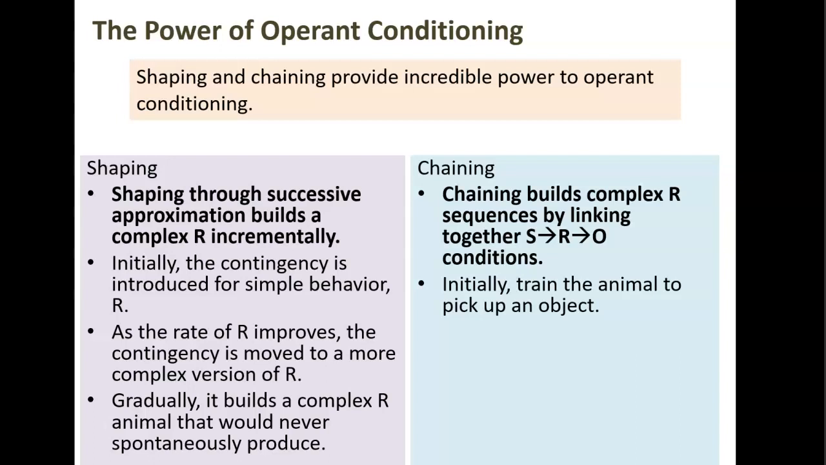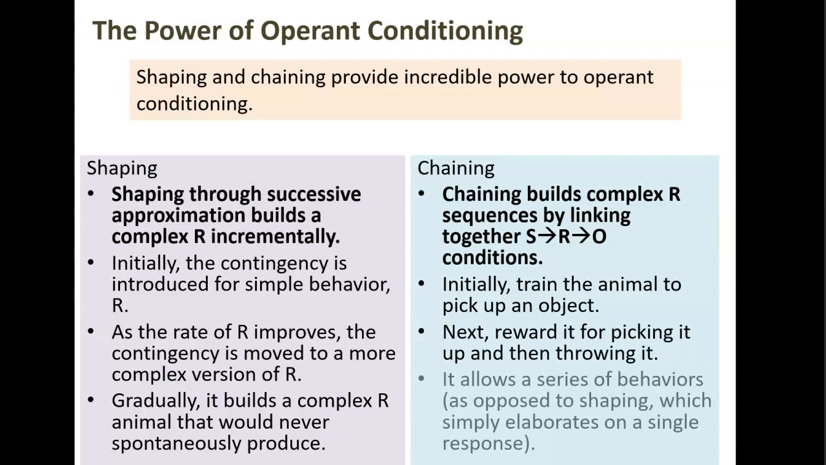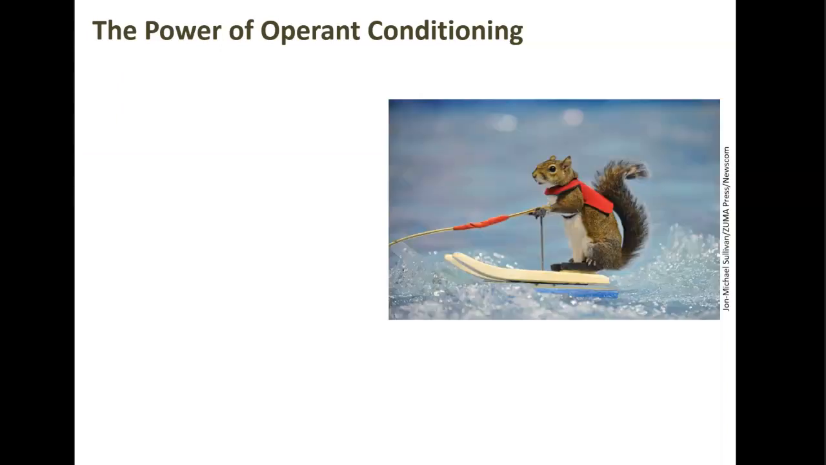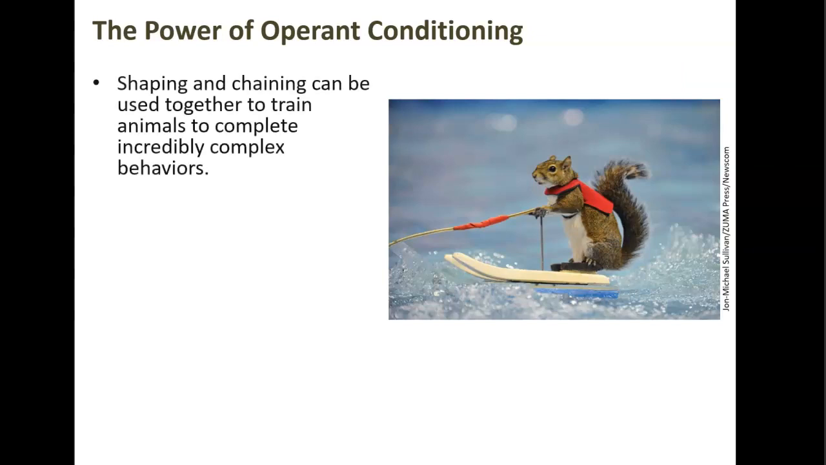So here they're giving you an example. Initially train an animal to pick up an object, then you can train them to throw the object, like in the video where the rats are playing basketball. So we can chain up these really complex behaviors that are quite cute, like this little squirrel water skiing who is adorable.